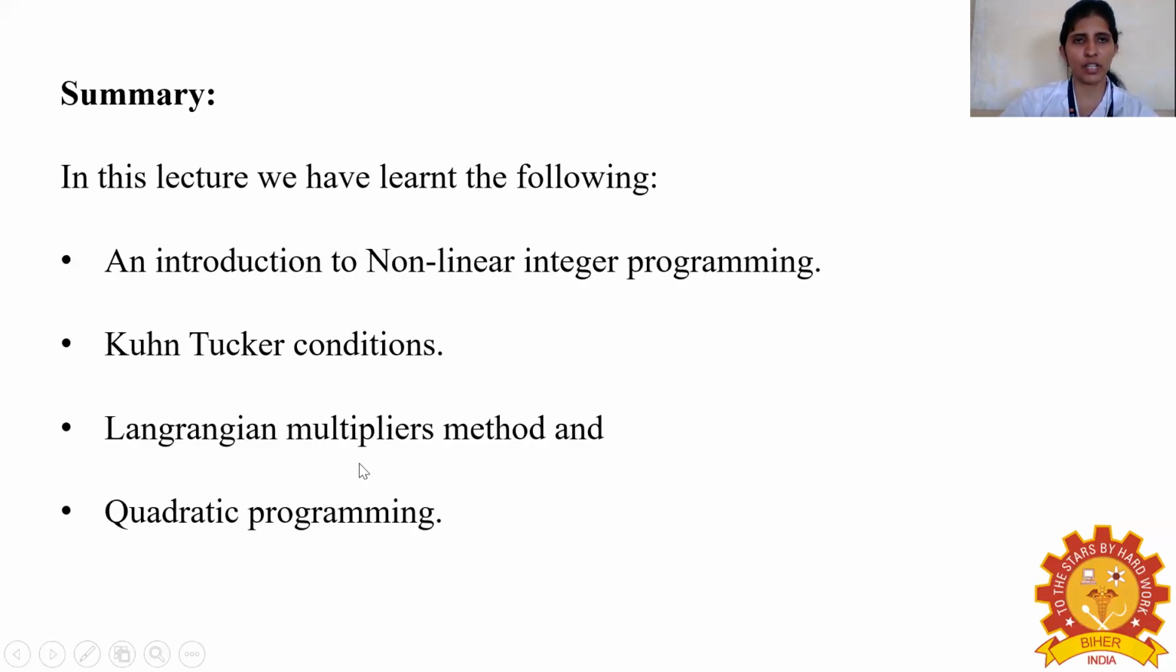So far in this lecture, we have learned the following. We saw the introduction to nonlinear integer programming, and we saw a few examples based on the Kuhn-Tucker conditions, and one example based on the Lagrangian multipliers method, and the definition of a quadratic programming.